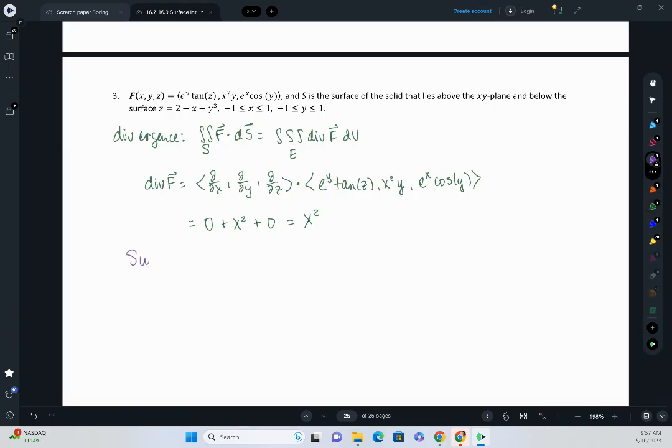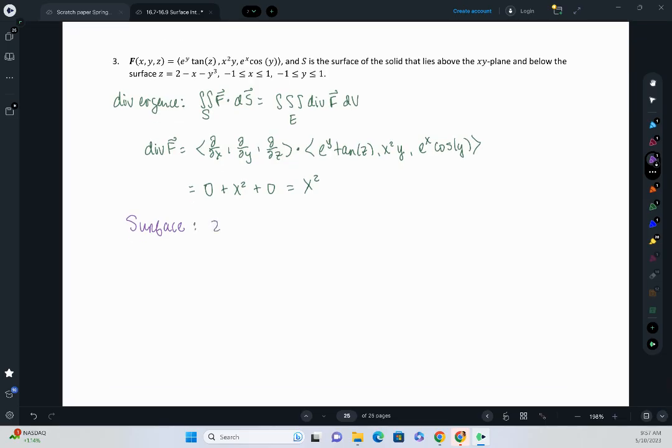Okay, my surface is the solid that lies above the xy plane, which is z equals 0, and below the surface z equals 2 minus x minus y cubed. And then we're also told that x goes from negative 1 to 1 and y goes from negative 1 to 1. Wow, we pretty much have our bounds. I don't need to draw this. I actually couldn't.